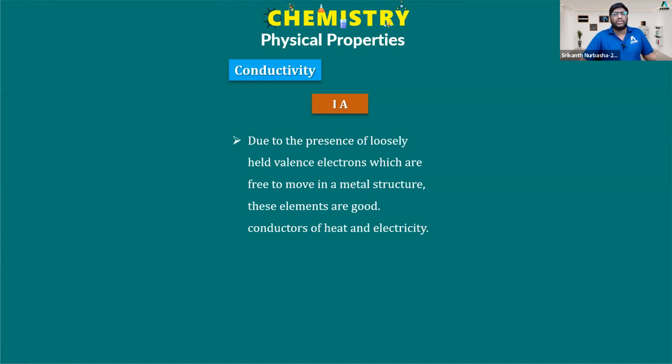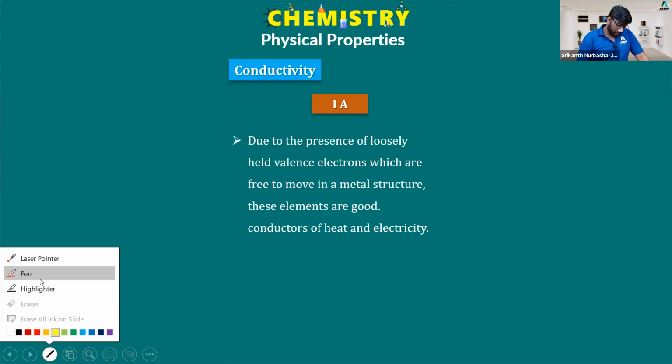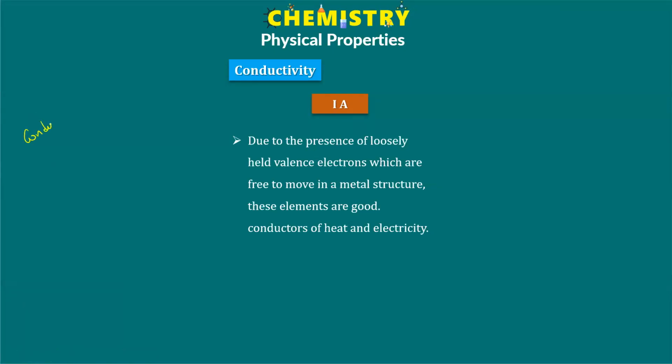In the 2A also 2 electrons are there, right? 2 valence electrons. Those 2 valence electrons can be removed, so they can also act as conductors. Conductivity, you try to compare with 1A and 2A. 1A. Why? Because they will easily lose electron.